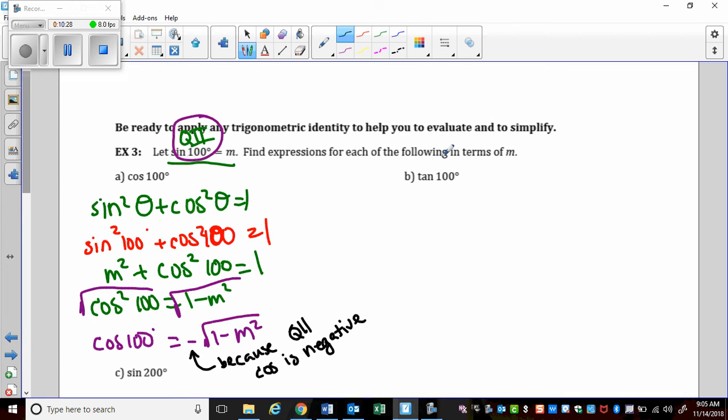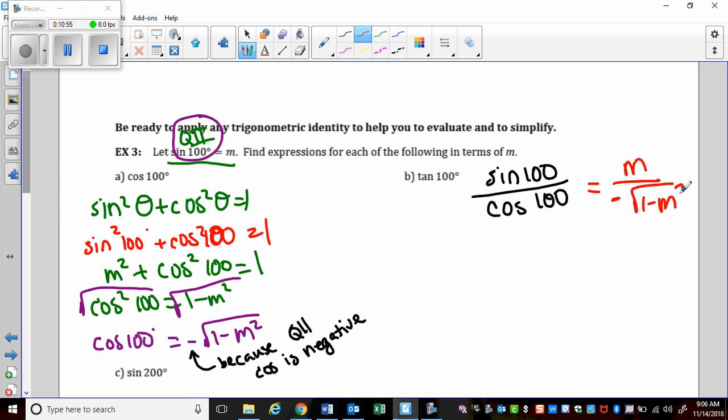Let's try tangent. Tangent at 100 degrees. We know tangent is sine at 100 divided by cosine at 100. I was going to put theta, but we know it's 100 degrees. Sine, they tell you, is m. Cosine at 100 degrees is negative square root of 1 minus m squared.